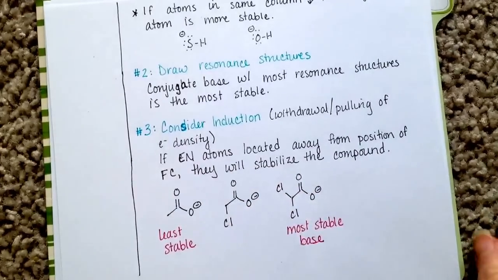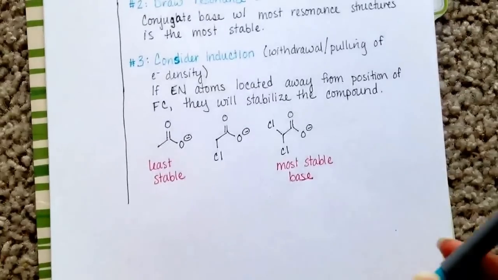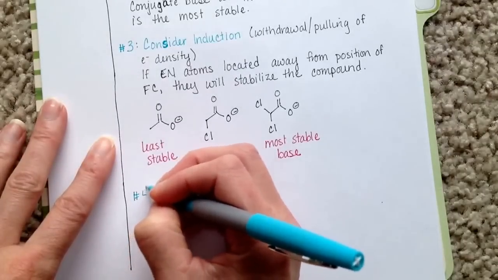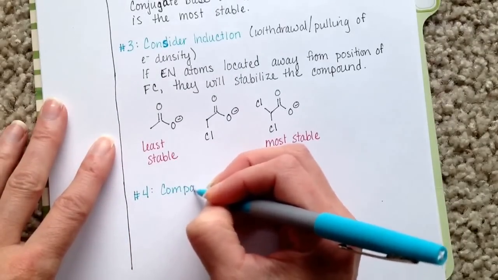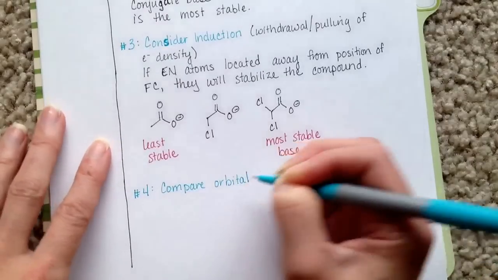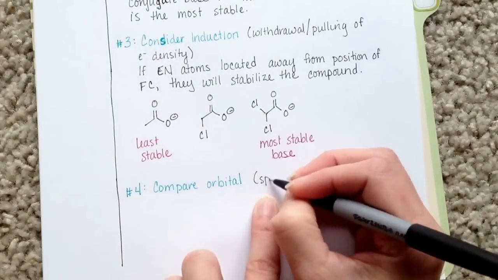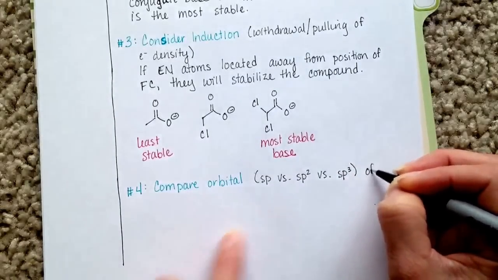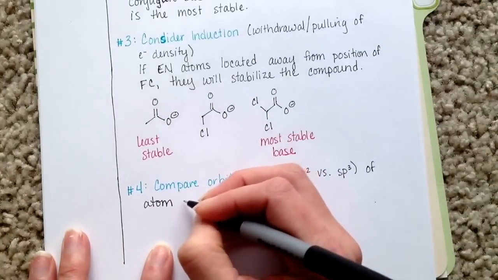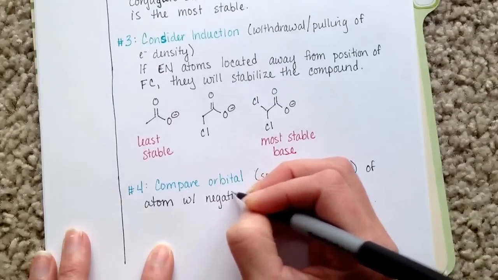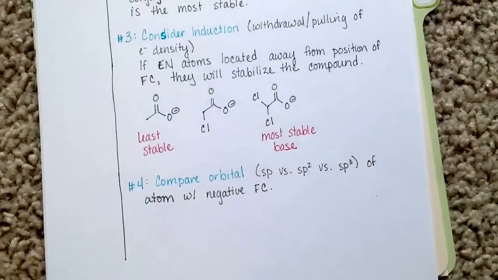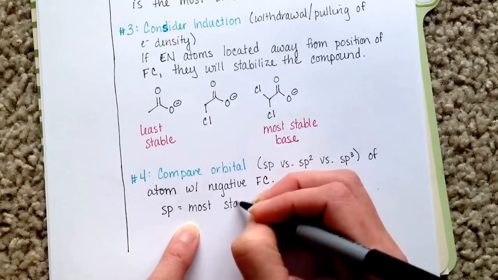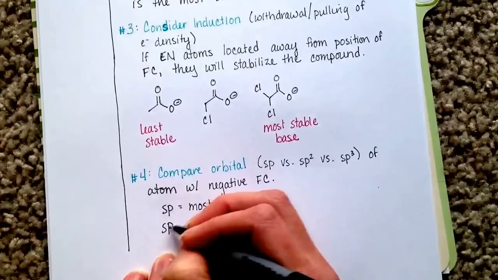And almost always, these first 3 rules are going to work in helping you predict the stability of a conjugate base. But if they don't, if you need to keep going, then rule number 4 tells you to compare the orbitals of the atom with the negative formal charge. And we're going to be looking at, is it sp versus sp2 versus sp3? And again, this is just looking at the atom with the negative formal charge. The sp orbital is the most stable of those 3 orbitals, and the sp3 is the least stable.